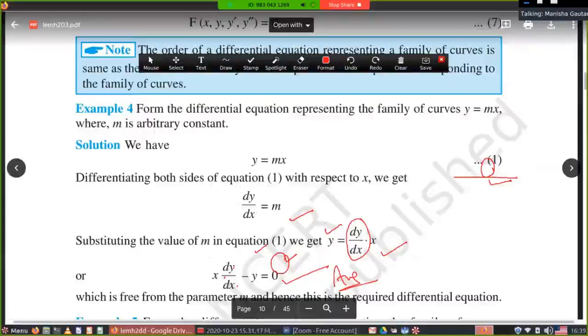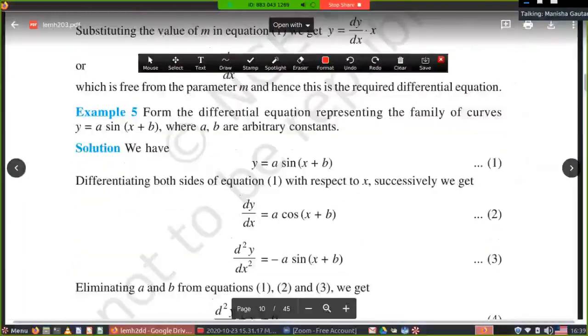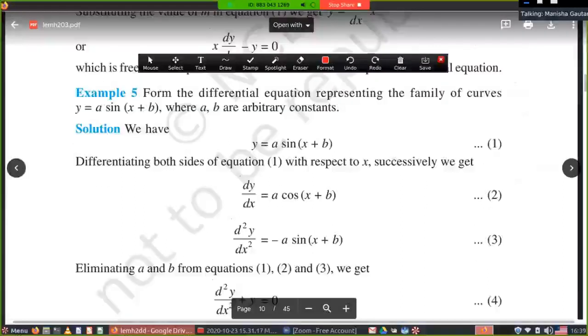If 2 arbitrary constants are given to you, then you have to find out the values of those 2 arbitrary constants by differentiating the given curve equation 2 times. Here is example number 5. Form the differential equation representing the family of curves y = a sin(x + b). a and b are arbitrary constants. I mean, 2 arbitrary constants are there. It means you have to differentiate the given equation 2 times.